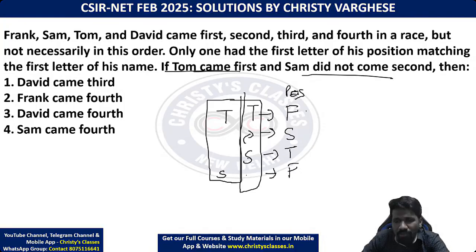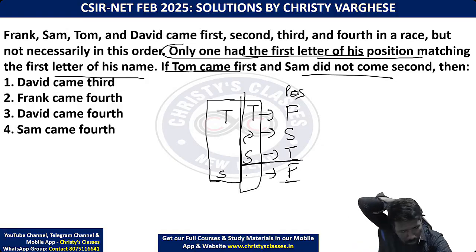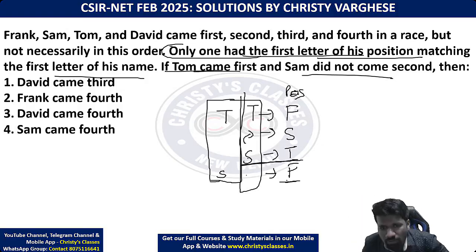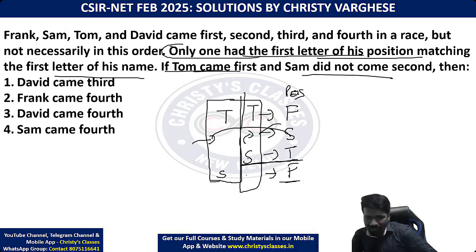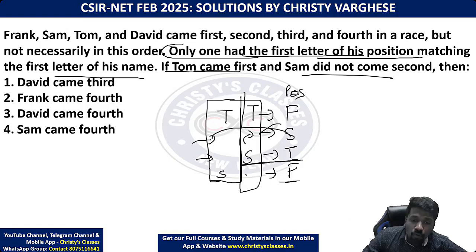Now from this you have to derive. Please keep in mind, only one had the first letter of position matching the first letter of his name. In this case, Sam and third, first letter is not matching. In this case, Sam and fourth, first letter is not matching. So keep that in mind. Then the only possibility remaining is Frank. Will it match? Frank and second, no. Frank being third will not match. Frank being fourth, it matches. Frank, first letter F. Fourth, first letter F.